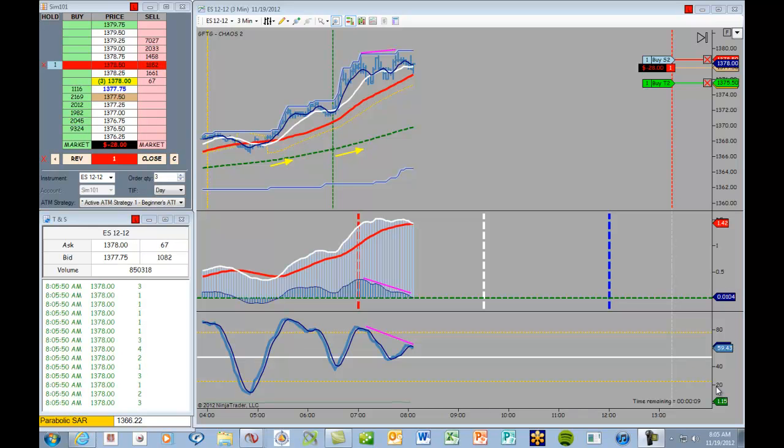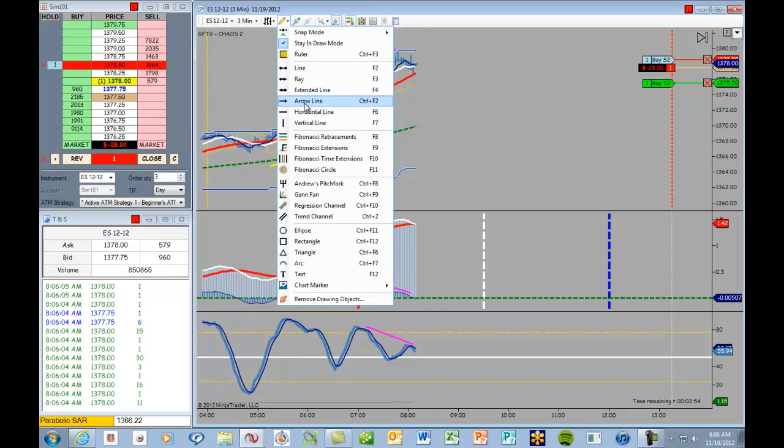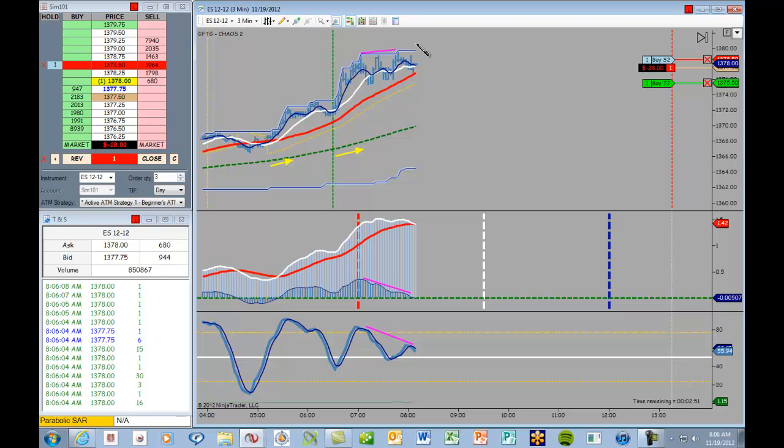Today is Monday, November 19th, 2012, and I just a few seconds ago entered my first short trade of the day. I've hit the first target and the trade is still in progress. In fact, I'm just now drawing the arrow here. Let me tell you briefly what's going on here.